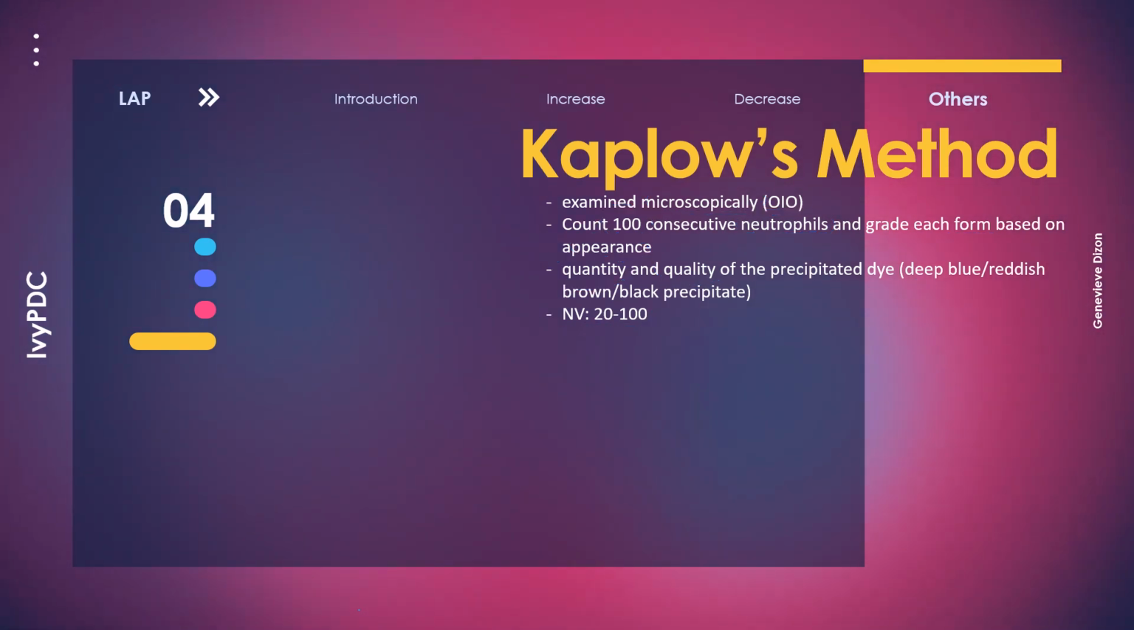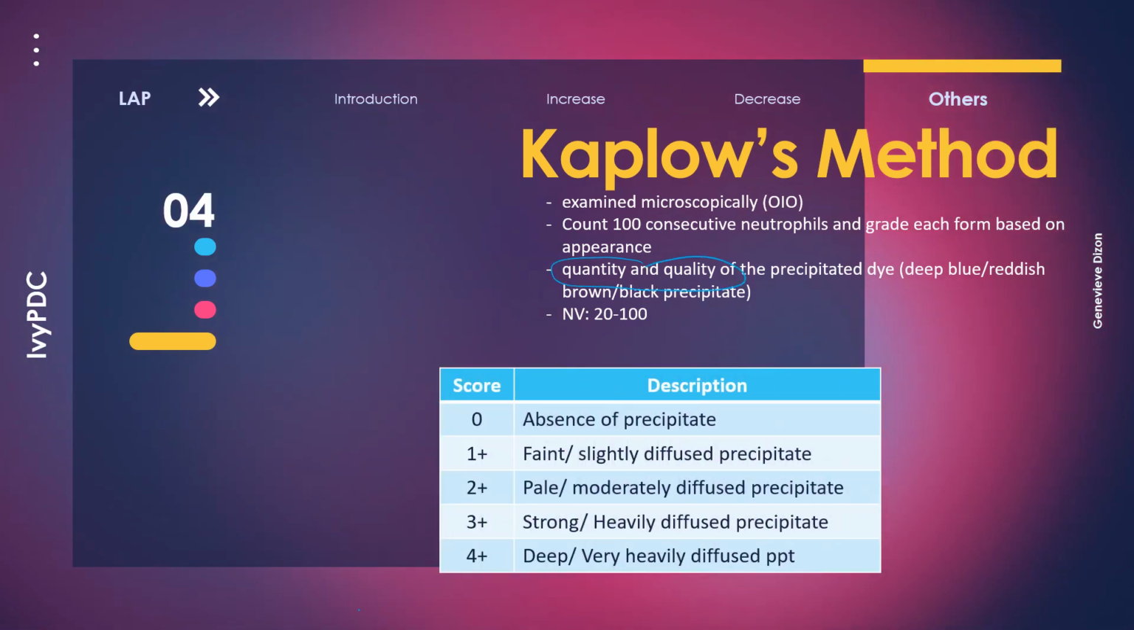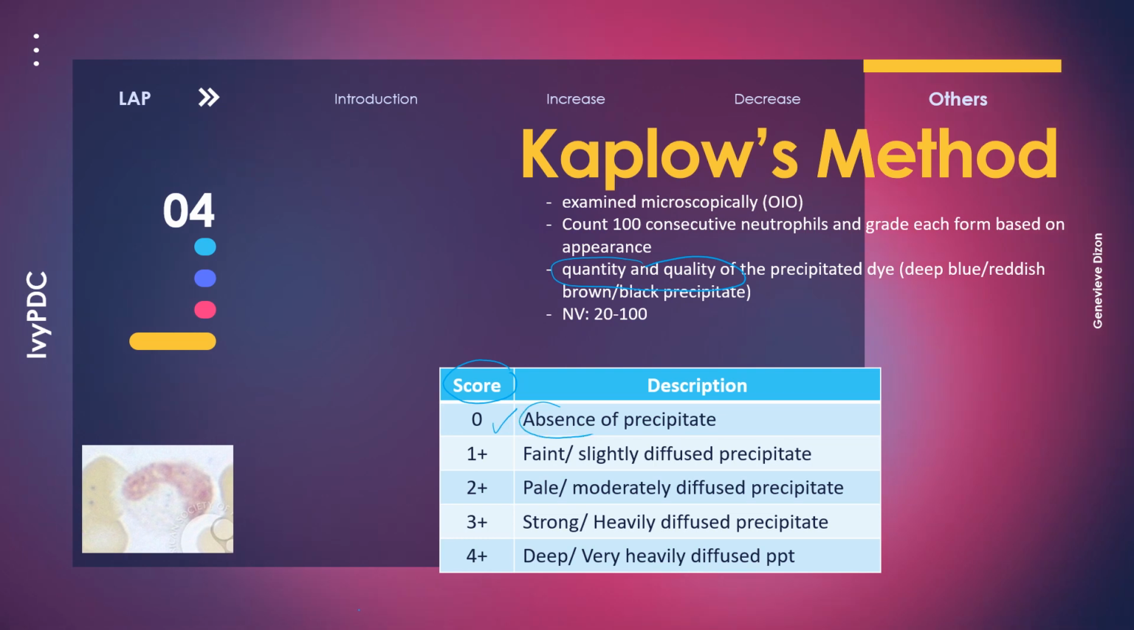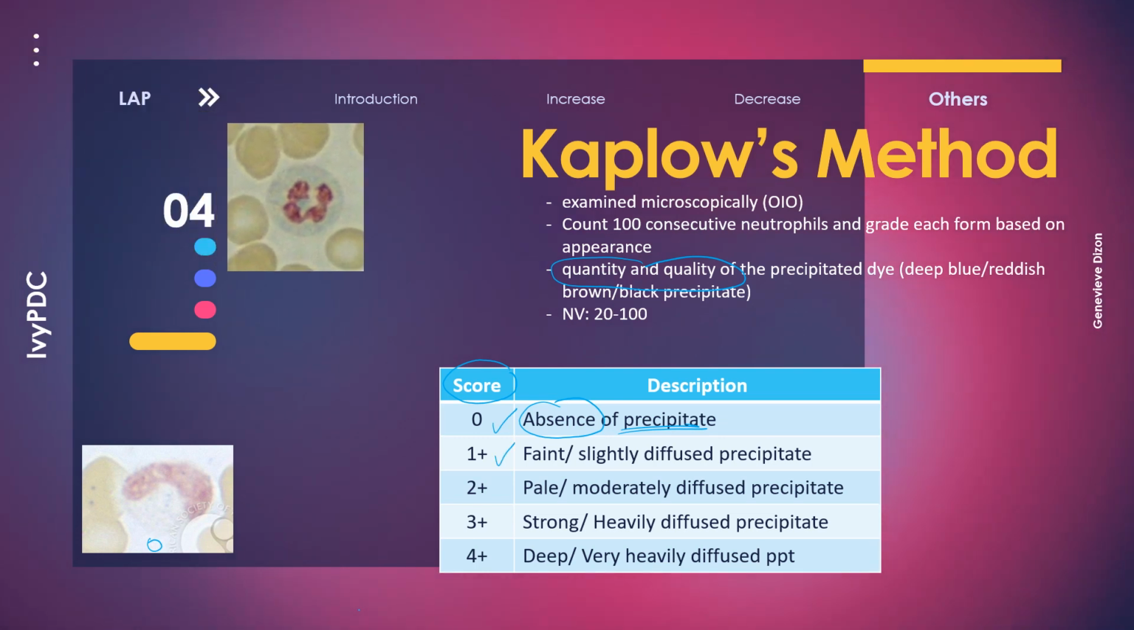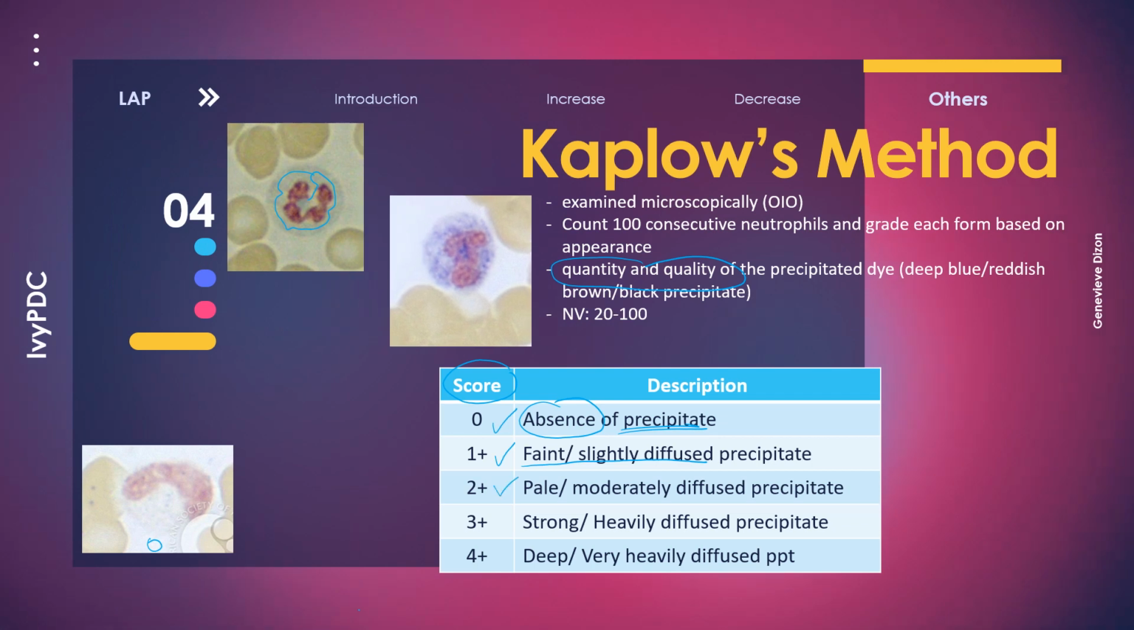Now, to identify the quantity and the quality of the neutrophils, we use a certain scoring system. 0 is given to cells when there is an absence or no precipitate as seen in this cell. 1 plus is given when there is a faint or a slightly diffused precipitate which is present in the cytoplasm of the neutrophil. 2 plus is given when there is a pale or a moderately diffused precipitate.